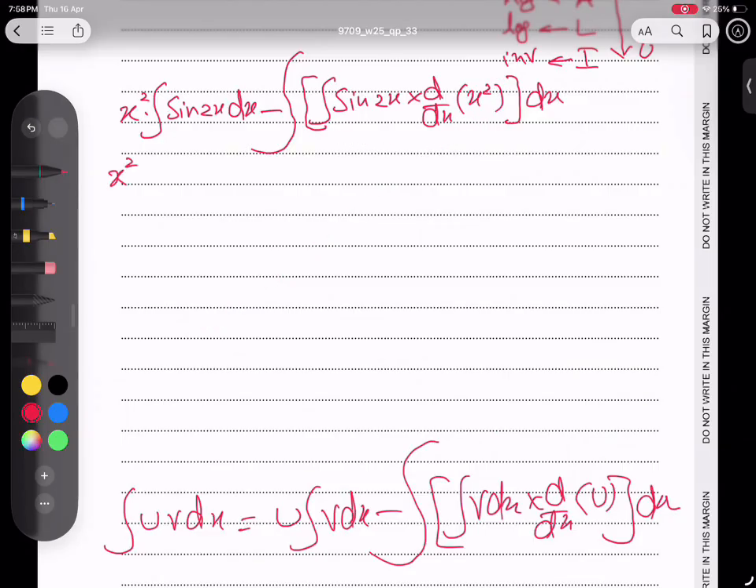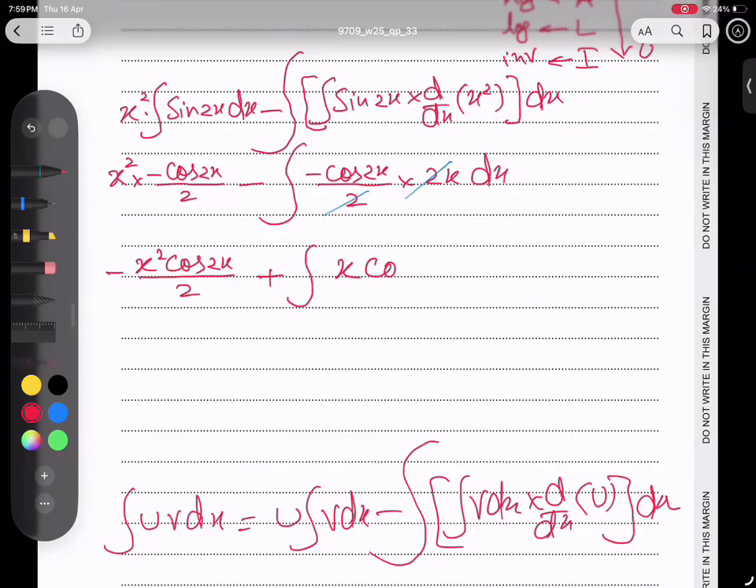But first of all, look now. What is integration of sine? That is negative cos 2x divided by 2. Where does the 2 come from? From the angle's differentiation. Same, I'm writing it in its place. So negative cos double x divided by 2. Differentiation of x square is 2x. This 2 cancels out. I'm getting negative x square cos double x divided by 2, and this negative goes out positive. And my question is ready for a second integration by parts.